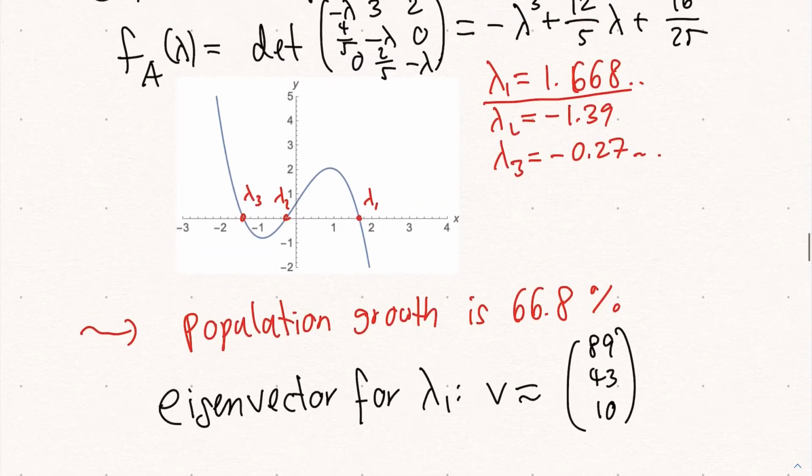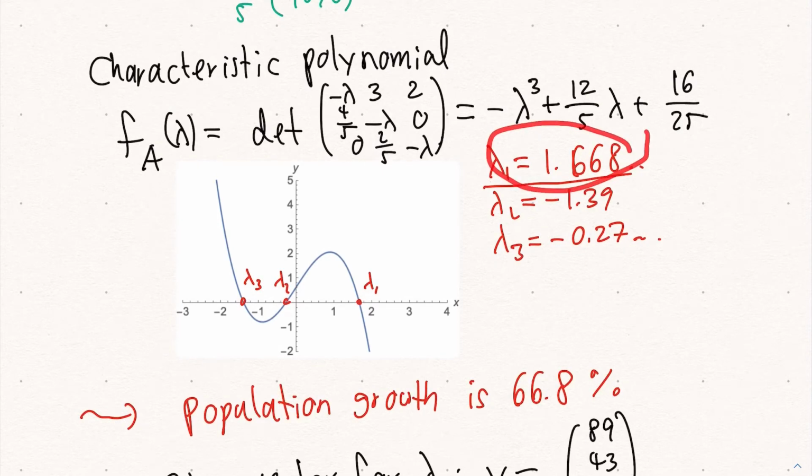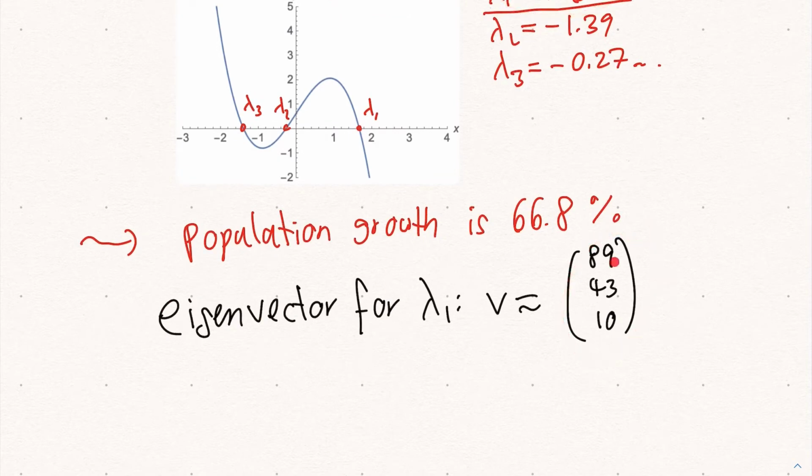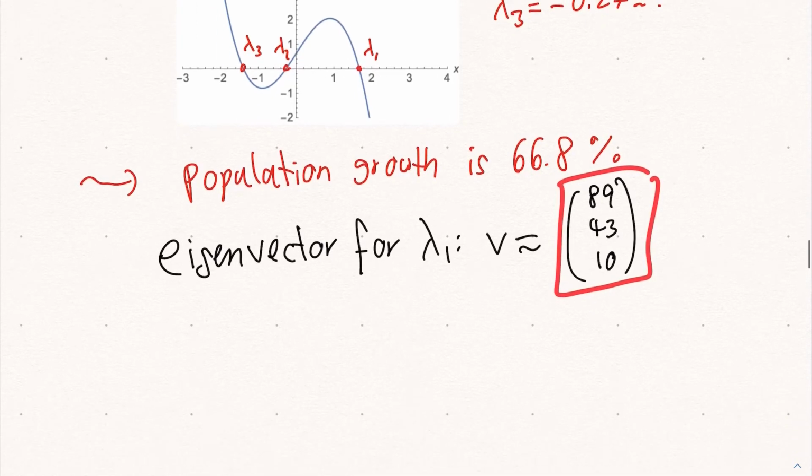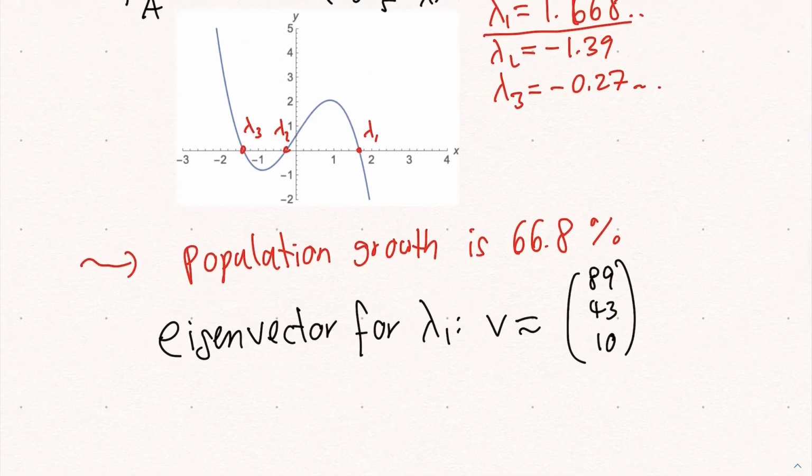You can check that if you subtract this lambda from the diagonal and calculate the kernel, then one element in the kernel is roughly given by this. Here I left out some decimal places. But what this means is that if you start with a population like this, so we have a lot of young people here, and then in this age group we have 4.3, in this age group we have 1.0, then after several generations we will still have roughly twice as much in age group 1 as in age group 2, and roughly 9 times as much as in age group 3. And this will not change because this is an eigenvector of this population.